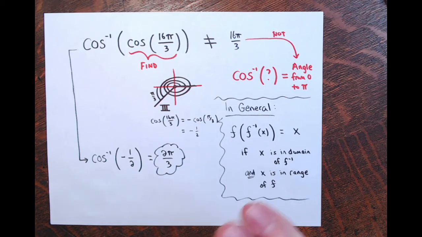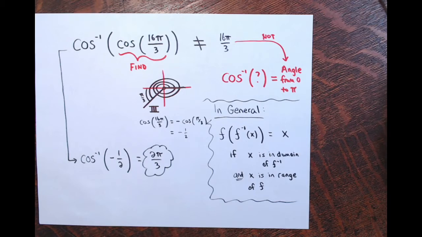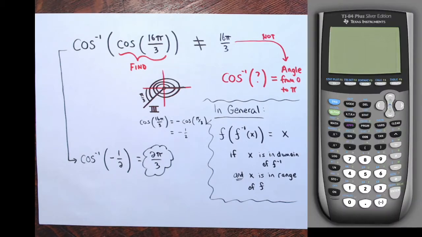All right, and again, let me verify this with my calculator. Doesn't hurt to check. So I'll enter that the way it was. I am in radian mode, right? My outputs will be in radians for the inverse trig functions. So let's take the inverse cosine of the cosine of 16 pi over 3. Close those parentheses, and we get 2.09 blah blah blah.